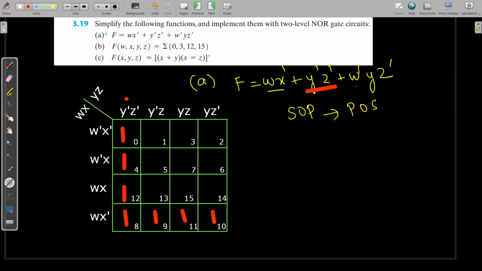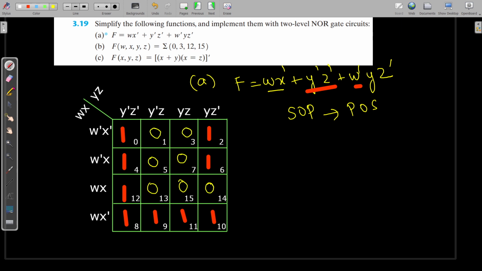Then the next one is w', so we look at here, and also this y z'. So y z' is this one. Corresponding to this we have 2 and 6. So the next step is we have to mark the zeros here corresponding to the rest of the minterm cells.